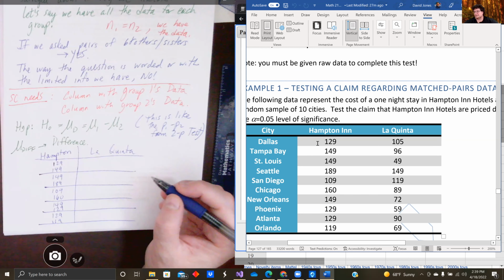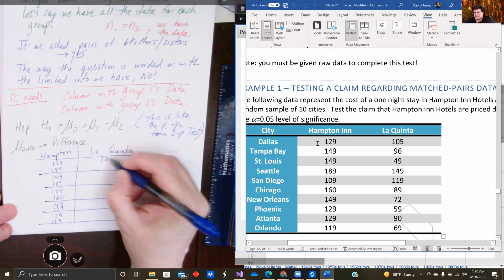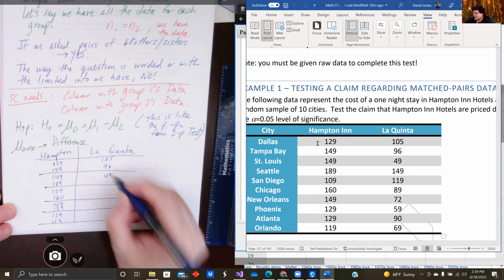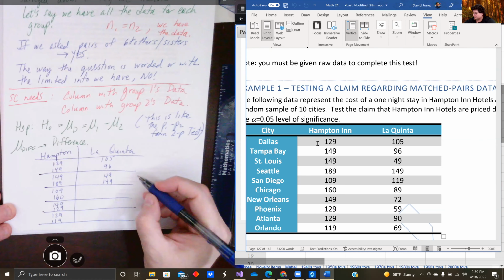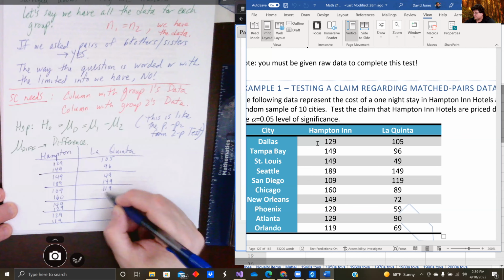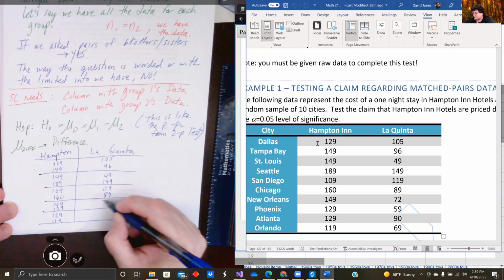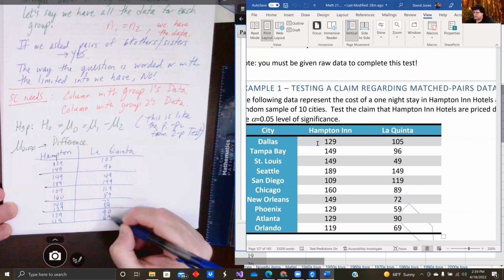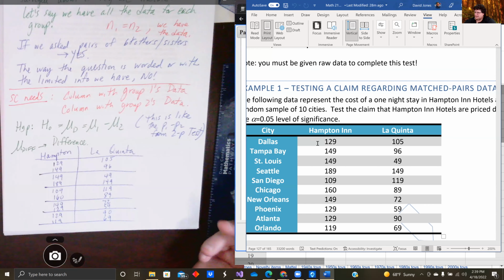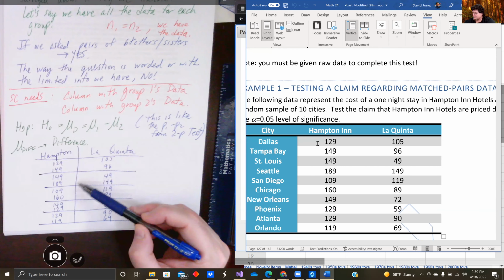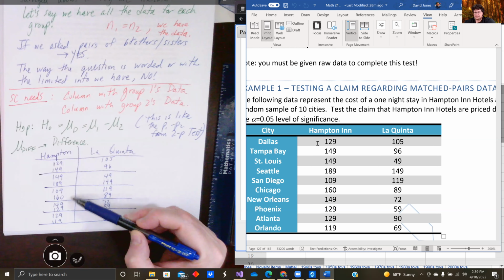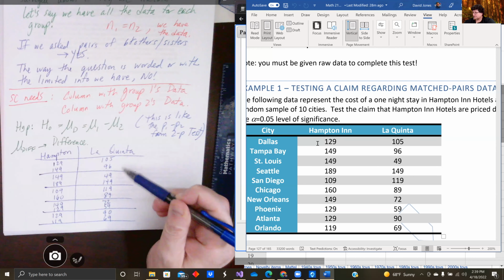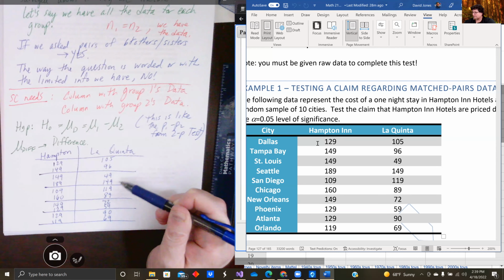The top row is Hampton. So I don't actually need the names of the cities in there when we're doing the calculations. I just need to make sure that they're paired up correctly. Let's see, 129, 149, 149, 189. I'm just checking my numbers real quick. It's always a good idea to double check your numbers before you run with them, because you're going to get the wrong answer no matter what you do if you start off with the wrong data.